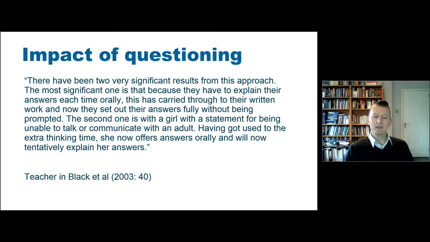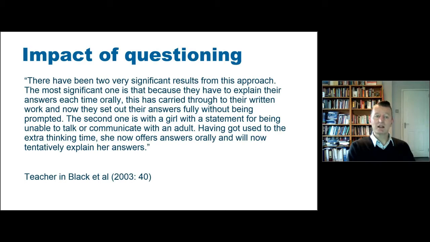And his reflections are that there were two very significant results from that approach. The most significant one was that because they all have to explain their answers, that's carried through into written work. He was saying that children by and large just get used to the assumption that the teacher wants to hear their answers explained, and they carry that on into their written work without being prompted after a few months of doing this kind of work.